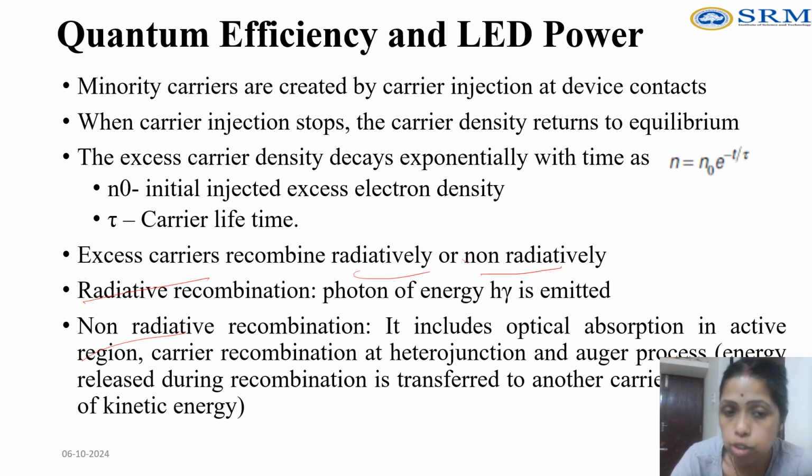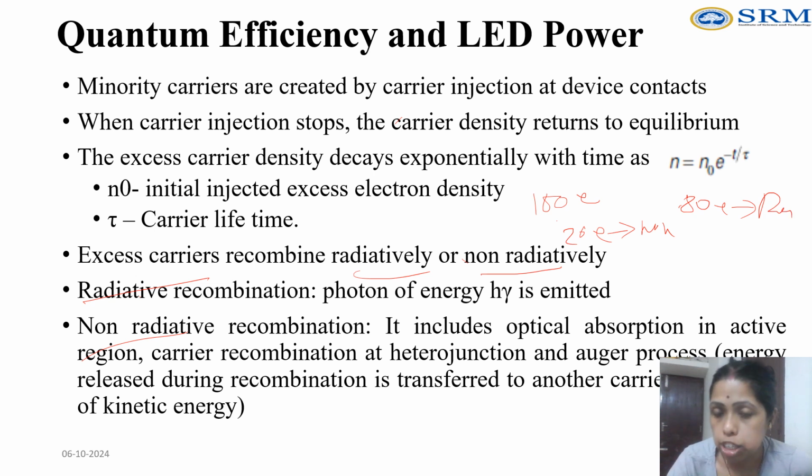Radiative and non-radiative recombination. Suppose 100 electrons are injected. From those 100 electrons, there is a chance that 20 electrons will undergo non-radiative recombination, and the 80 electrons will undergo radiative recombination. In every device there will be some defects, and due to defects we will have non-radiative recombination.